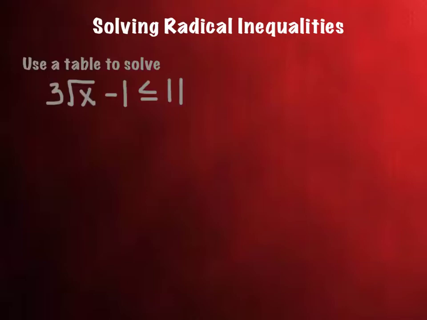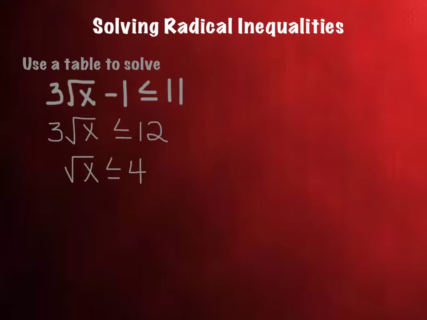So if we use a table to solve 3 square root x minus 1 is less than or equal to 11. If we were to try it with algebra, we would first want to add 1 to both sides, and we would have 3 square root x is less than or equal to 12, and then we would divide both sides by 3. The square root of x is less than or equal to 4, and then we would square both sides. X is less than or equal to 16. And that would be partially true.